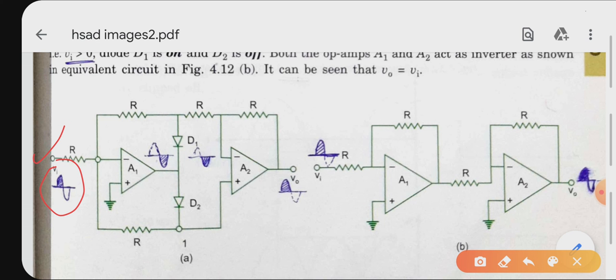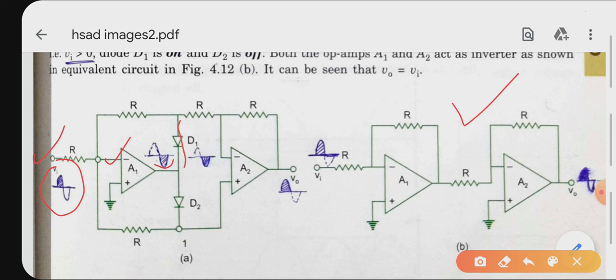So what will happen when positive is applied to A1? As A1 is connected in inverting mode, right? This input is applied to the inverting terminal. So the positive half cycle will get inverted. You will get a negative half cycle. Here, the output of A1 is a negative half cycle. Because of this, diode D1 becomes forward biased, meaning it will act as a closed switch. That's why the circuit becomes like this.